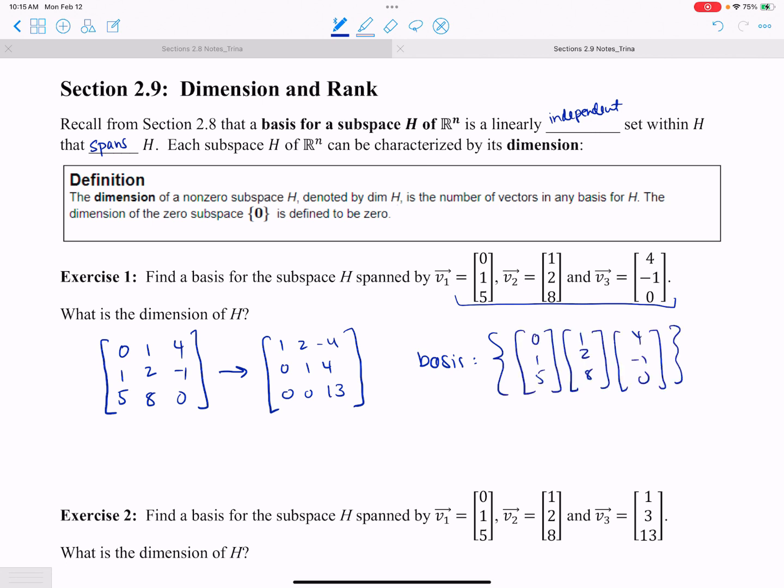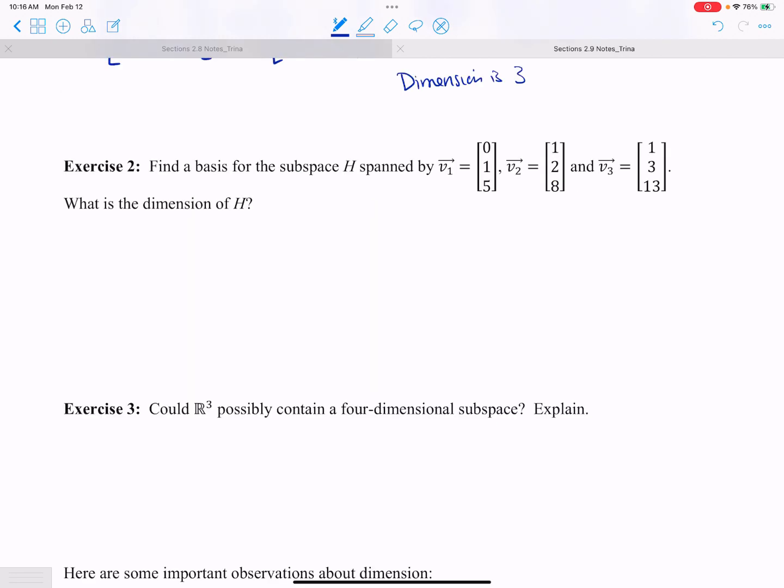Because there are 3 vectors in my basis, the dimension is 3. Because my vectors are in R3 and my dimension is 3, that really means that these 3 vectors will span all of R3. So in other words, to be a 3-dimensional space in R3 means you are the whole space.